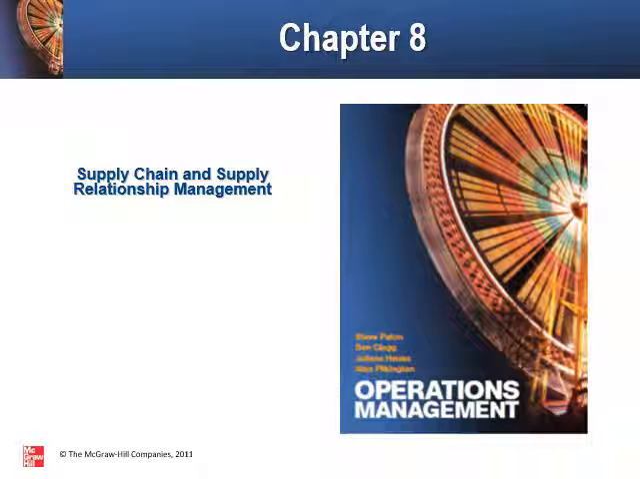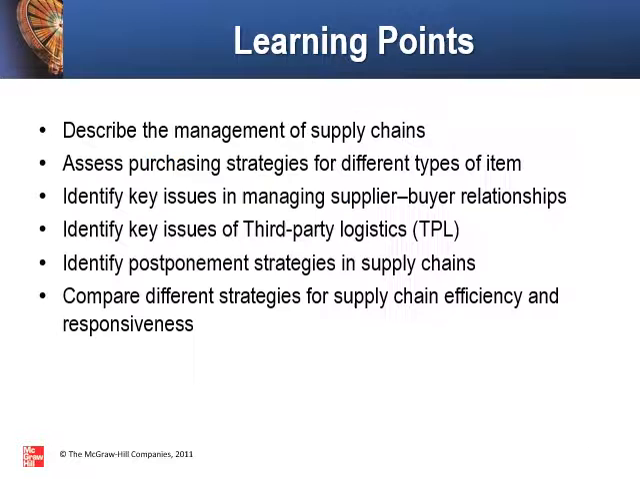Chapter 8 is about supply chain and supply relationship management. Upon successful completion, students will be able to describe the management of supply chains, assess purchasing strategies for different types of items, identify key issues in managing supplier-buyer relationships, identify key issues of third-party logistics, identify postponement strategies in supply chains, compare different strategies for supply chain efficiency and responsiveness.